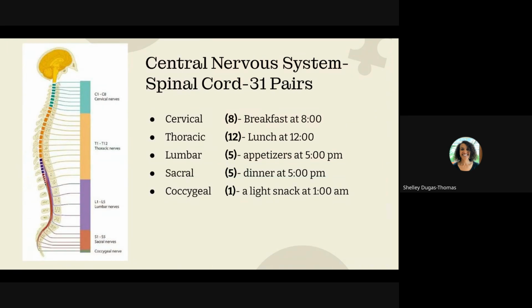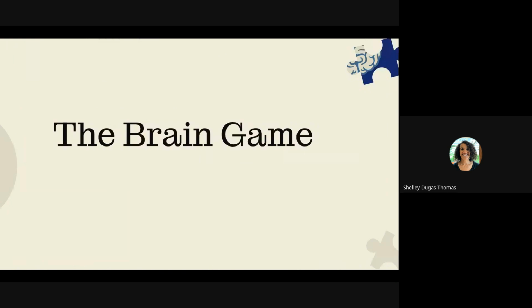So the spinal cord has 31 pairs of peripheral nerves branching off it. To memorize the count for each section, use the classic dietary schedule memory trick. Cervical, breakfast is at 8; thoracic, lunch is at 12; lumbar, a late afternoon snack at 5; sacral, dinner at 5; and coccygeal is a light midnight snack at 1 a.m.